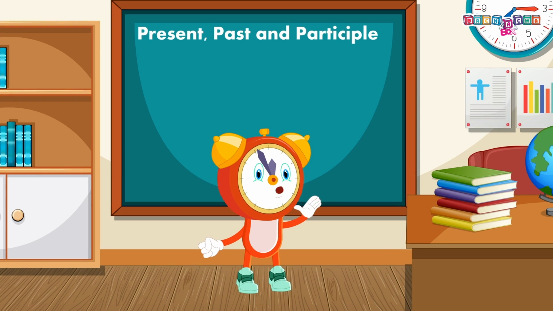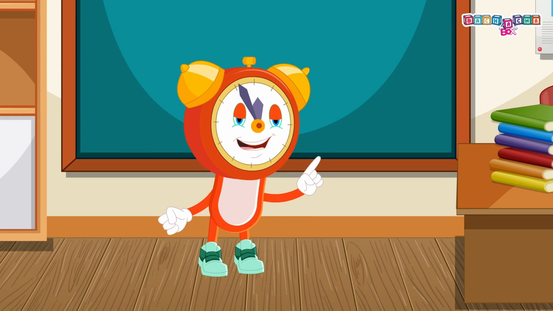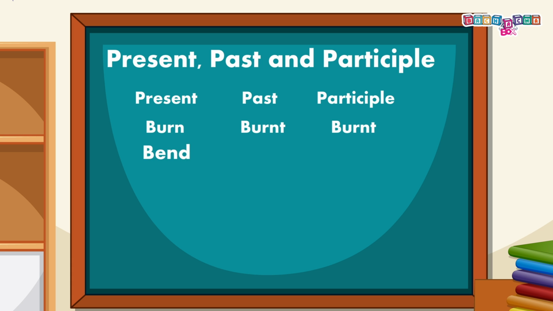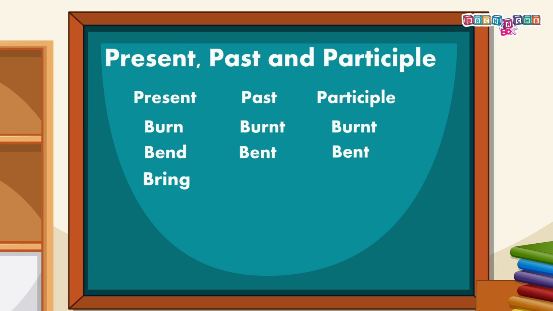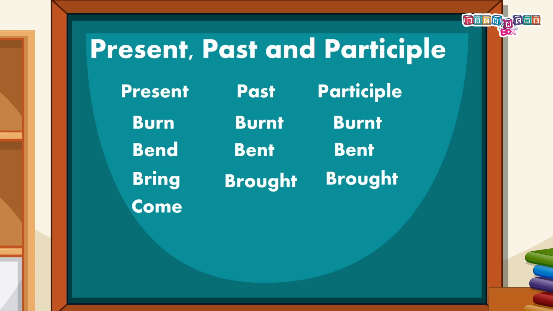Hello everyone! We will study 3 different forms of verbs or action verbs. One that talks about the action of the current time is the present form of the verb, and the one that talks about the past time of the action verbs is known as past and participle form of the verbs. Let's learn more about these forms of some other action verbs.